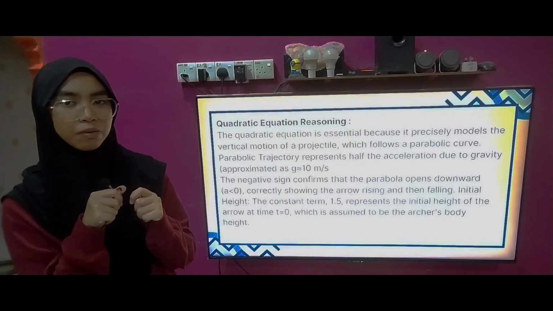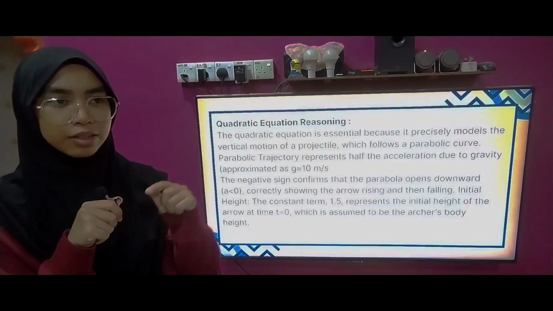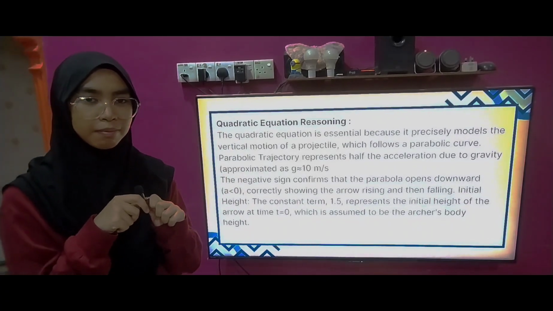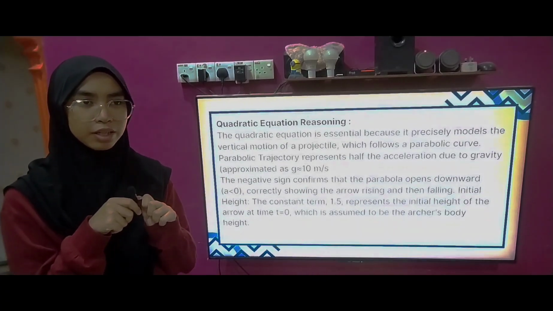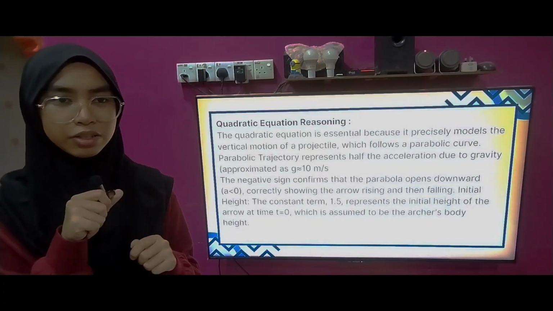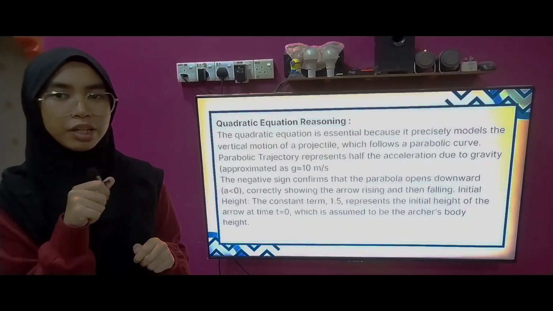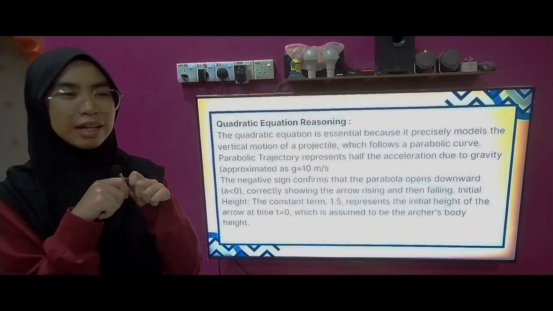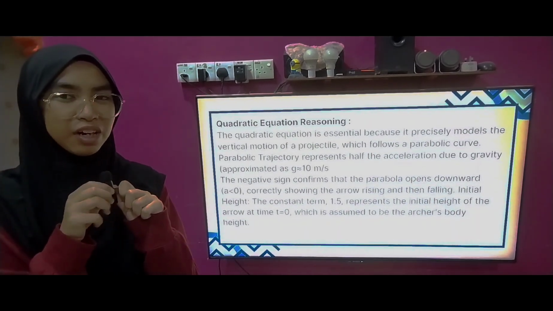So it does not start from the origin, where y is equal to 0 when x is equal to 0, but instead it starts at y equal to 1.5 because of the height of the archer.